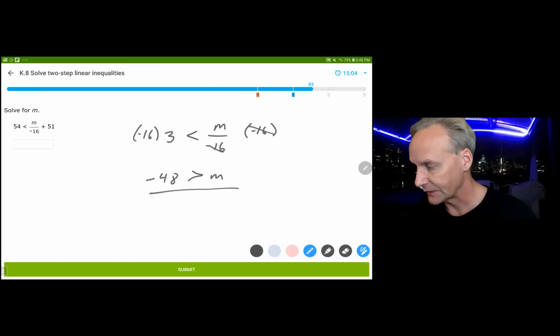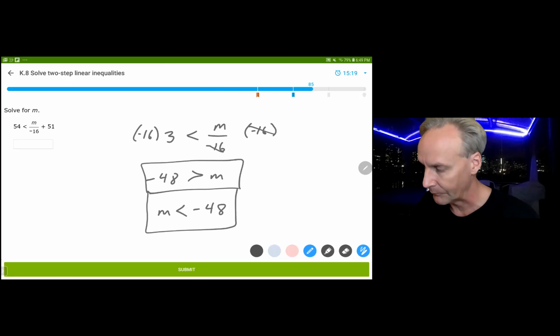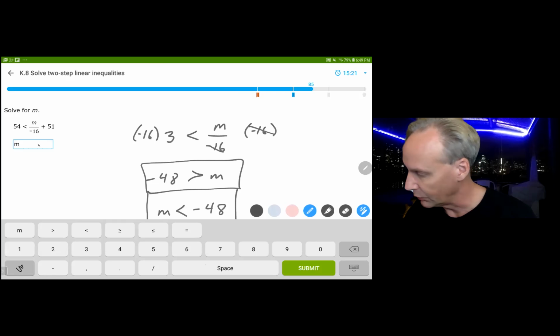Now, a lot of people are just going to maybe leave it in there. I would prefer to write it this way. And I'm going to do this on occasion just to keep it in mind that it's the same. Both of these are equivalent, and it's very easy to get those wrong. So it's good practice to go with both of them, m less than negative 48.